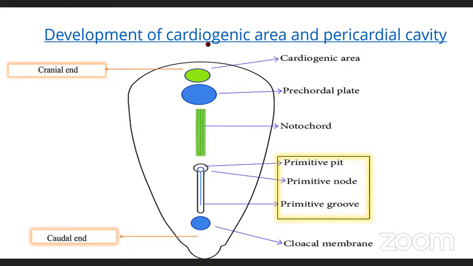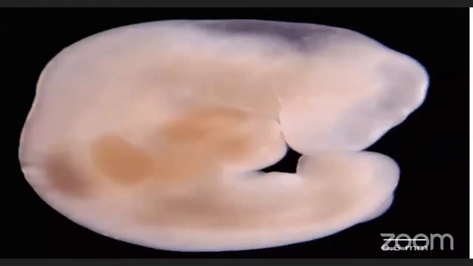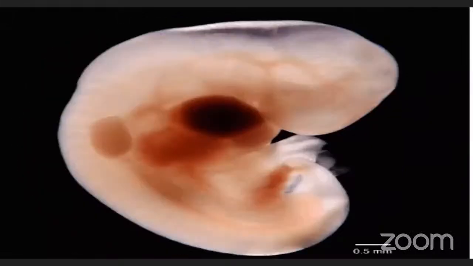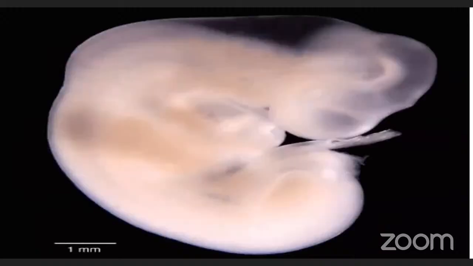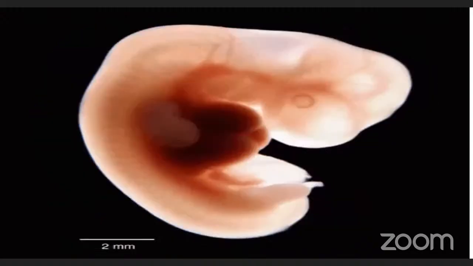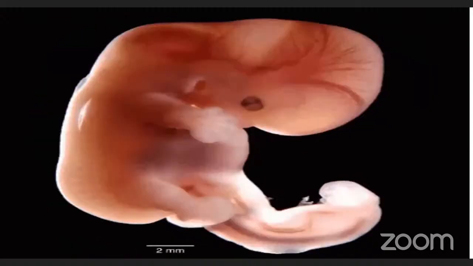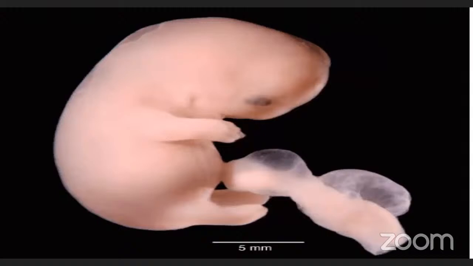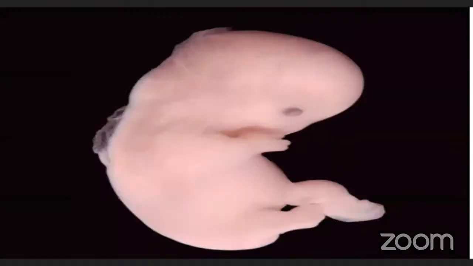What I want you to understand from this is that the collection of mesoderm is going to take place at the cranial aspect of this embryo, in front of the precordal plate. So technically, the heart develops in the head of the embryo and starts to move down to the thorax, as you can see in this 3D animation of the embryo.